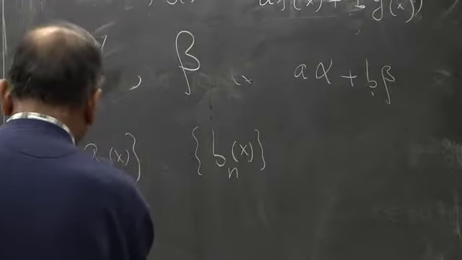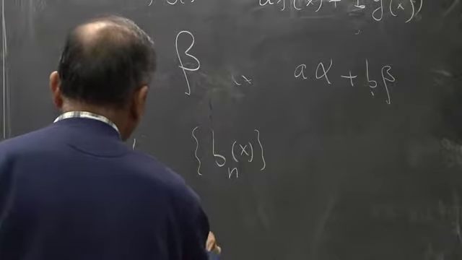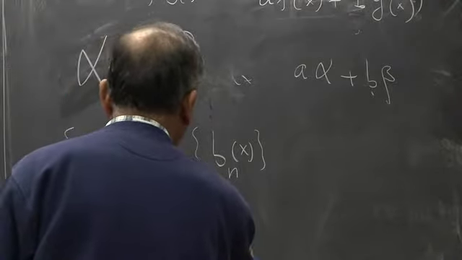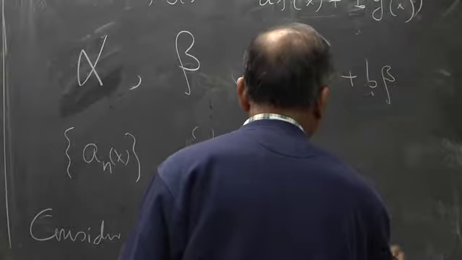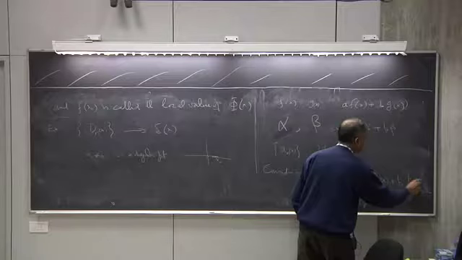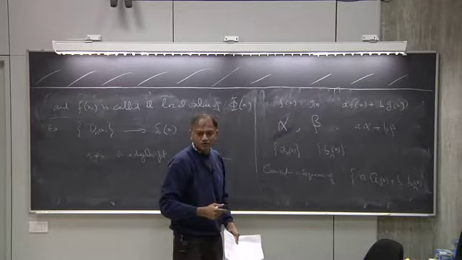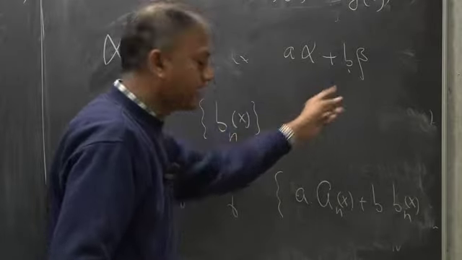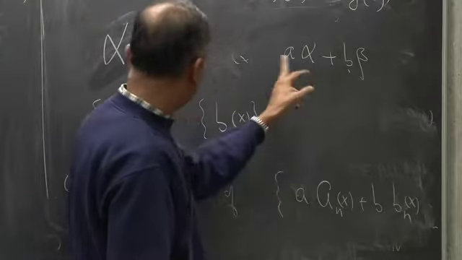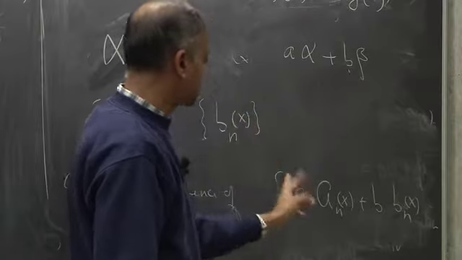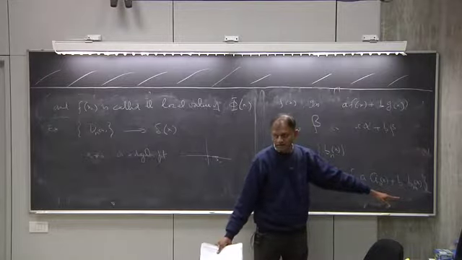Then consider a sequence of good functions, a times a_n(x) plus b times b_n(x). Sorry, I hope you won't confuse the symbols. I'm using the same a and b. These a and b are numbers, but a_n(x) and b_n(x) are good functions. So this number times these functions, plus this number times these functions, will again be a good function, obviously. The sum of two good functions is again a good function, right?